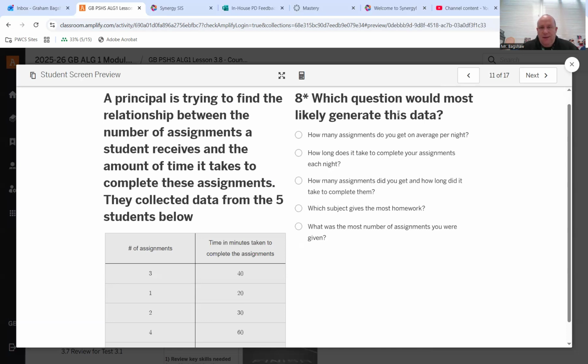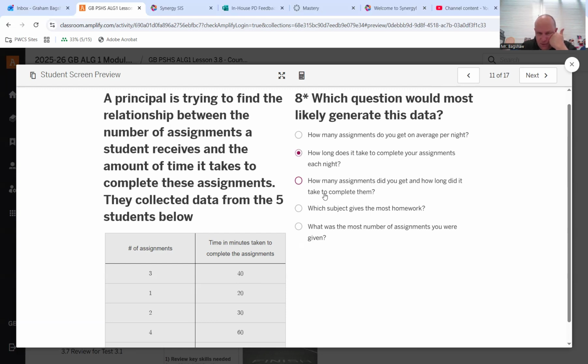Which question would most likely generate this data? So, how many assignments do you get on average per night? Well, yeah, that could be a pretty good one because you can see that. But then you have these extra values. So, you got to make sure the question includes both of these two things. How long does it take to complete your assignments each night? Well, that's certainly a number of assignments and how long it took them to complete. So that's a possible answer. How many assignments did you get and how long did it take to complete them?